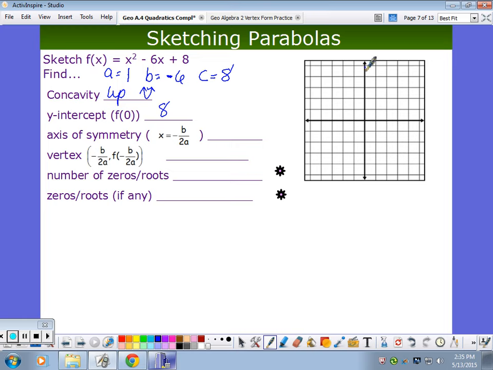Axis of symmetry, that's that x equals negative b over 2a business. All right, x equals negative negative 6 over 2 times 1, which is 3. So I have to graph x equals 3. I make a guideline here, my line of symmetry. So it will be reflecting around this. Now you know more about symmetry. Look at the vertex. Wow, well, what does that mean? What does that mean, Emma?